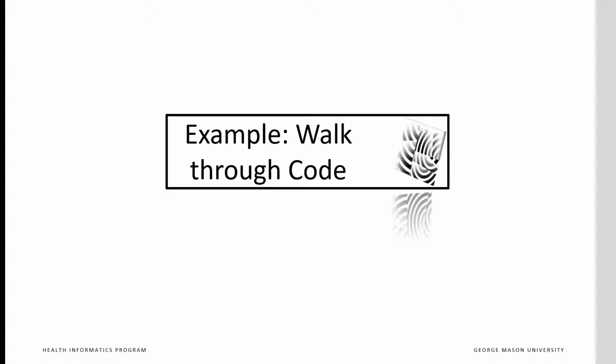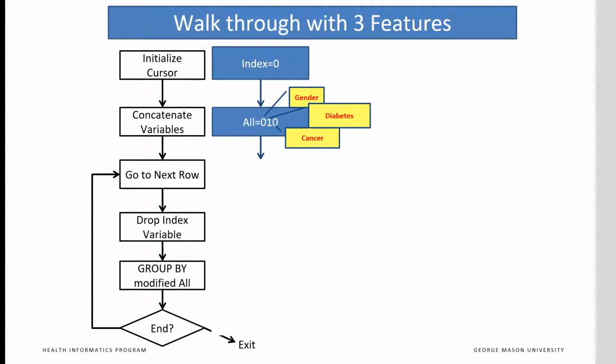Suppose we have a patient who is male, diabetic, and has cancer. Suppose in our data we do not have anyone who is male, diabetic, and has cancer. We have to look for some other combination of features that we do have in the data. Let's see if we can walk through this code to see how we can try and match to a reduced subset of patient features.